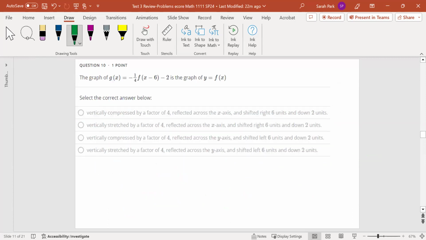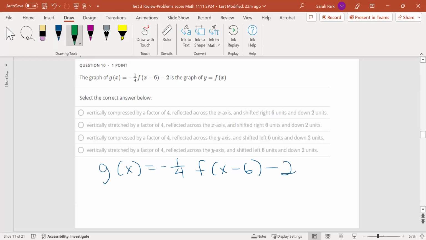Okay, number 10, here's another similar one. Let me just recopy that down here again. Your g of x equals negative 1/4 f of x minus 6, minus 2.